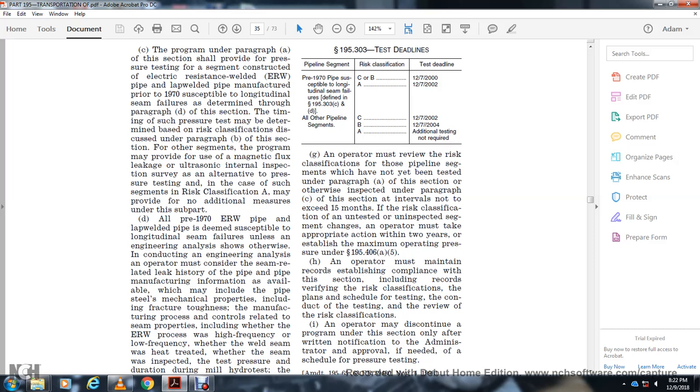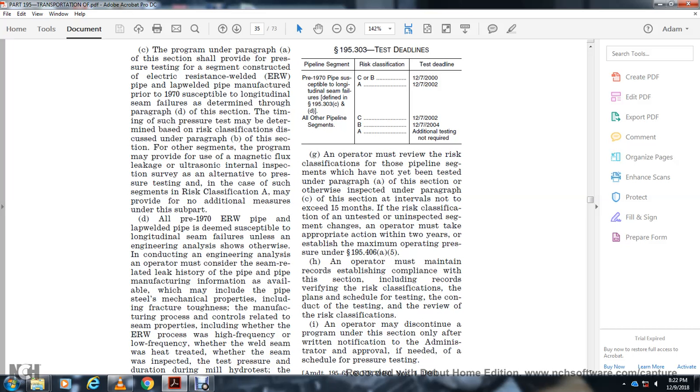Alright, an operator must review the risk classification of the pipeline that have not been used to test in paragraph the 8th section, otherwise inspect for the paragraph 2 of the section at intervals not exceeding 15 months of risk classification, and test for the inspected segments, showing that the operator must take the appropriate action in 2 years to establish maximum operating pressure under 195.406(a)(5).